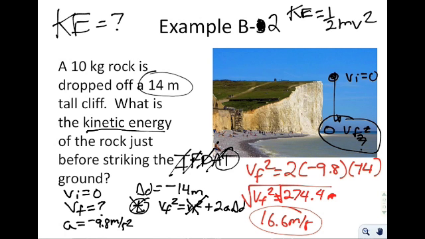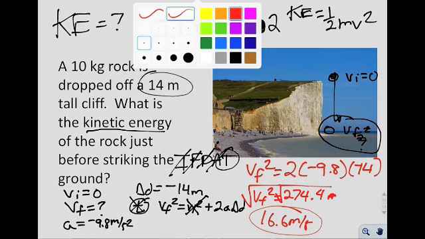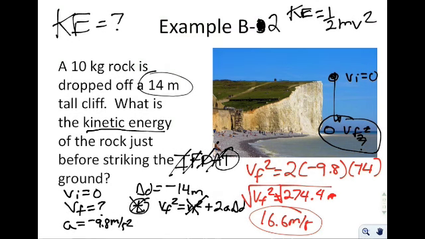Now that's not really what you're looking for. Remember, really what you're looking for is the kinetic energy. So what you can do then is you now have the final velocity, which allows you to use the equation KE equals 1 half mv squared.